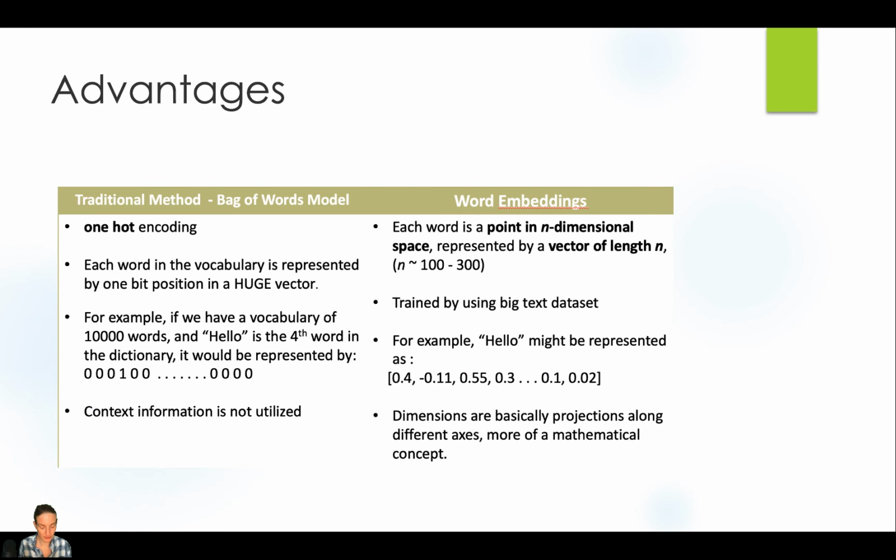Okay. Now, I mentioned there are some traditional methods like bag of words. If we compare these to word embeddings, we see that typically word embeddings are a lot smaller. They can be trained using a big text data set. And the resulting vector looks something like this. So it's not a bunch of zeros and ones, it's a dense vector. It is not sparse.